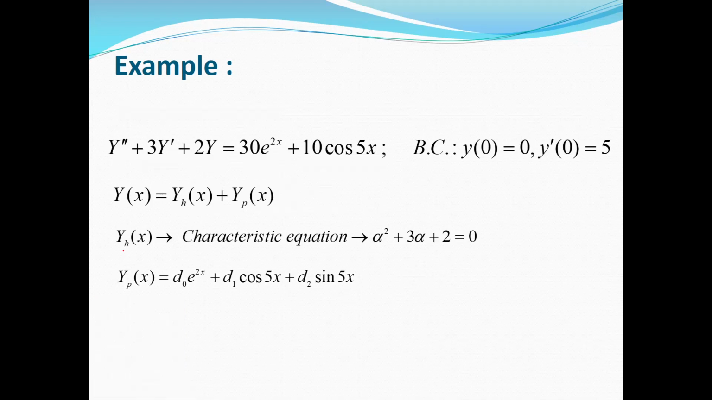So we need to form the characteristic equation. As you can see, this is the characteristic equation. As I told you, here the coefficient of y second, or the second derivative, is 1. So the coefficient of alpha squared is 1. The coefficient of y prime, or the first derivative, is 3. So the coefficient of alpha is 3. And finally, plus the coefficient of y, which is 2, and it's equal to 0.